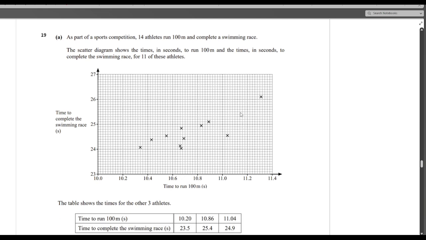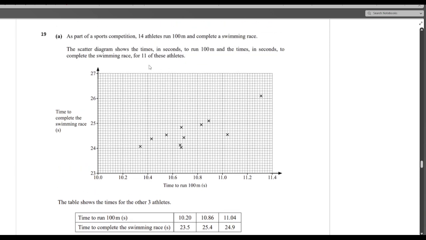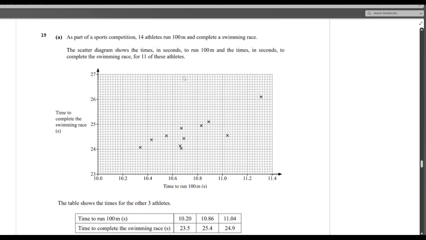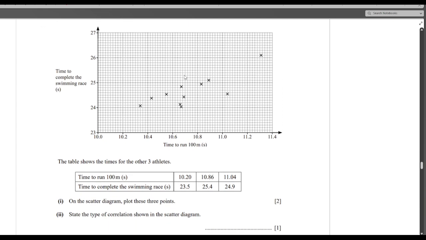Okay, now this is a scatter diagram. As part of a sports competition, 14 athletes run 100 meters and complete a swimming race. The scatter diagram shows the time in seconds to run 100 meters and the time in seconds to complete the swimming race for 11 of these athletes. So there are a total of 11 athletes. Now the table shows the times for the other 3 athletes.